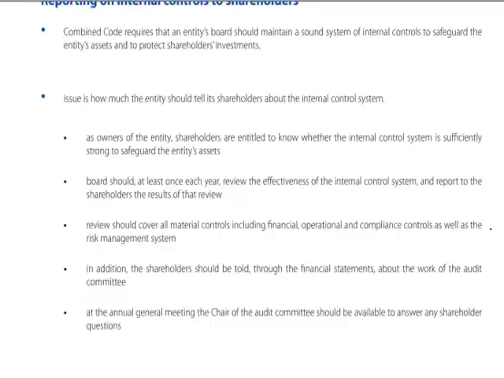So no, don't. The issue is how much should they tell the shareholders about the internal control system? The answer is nothing. Tell them nothing. Keep them in the dark. Treat them as mushrooms.